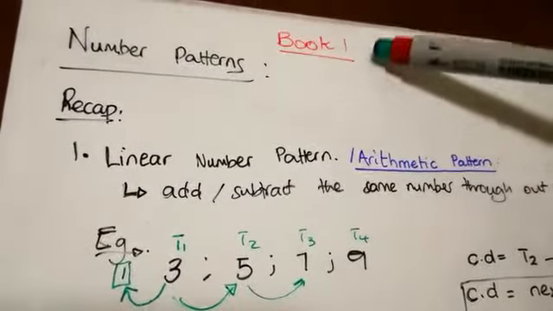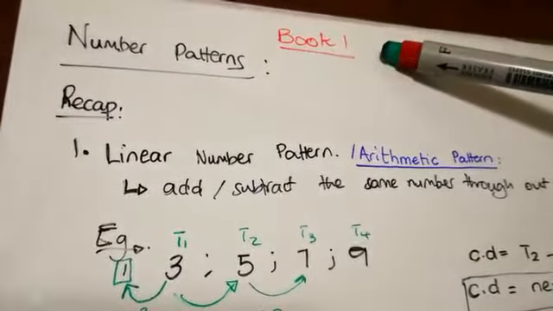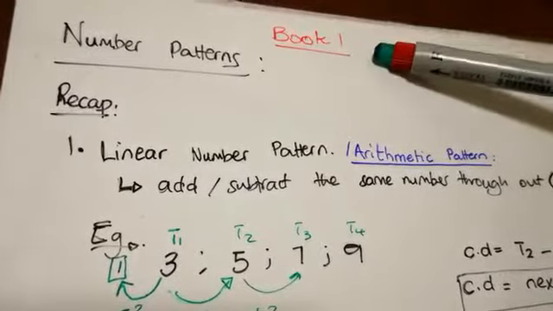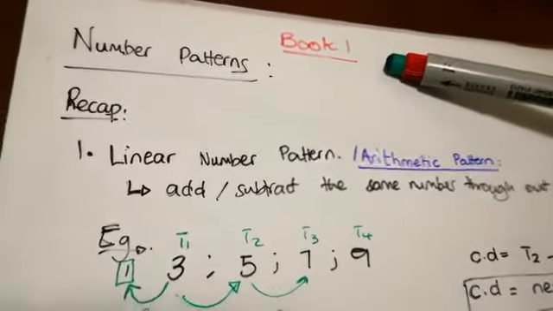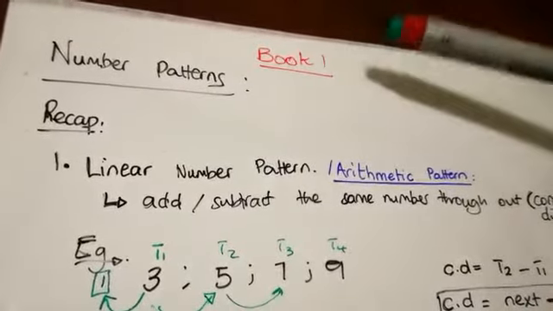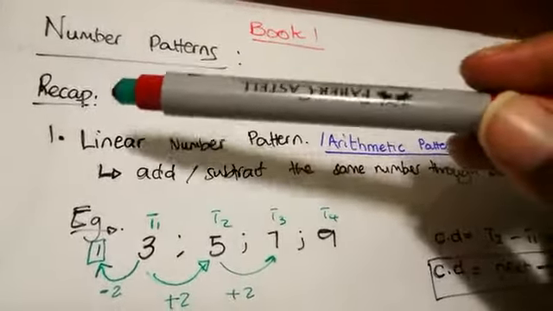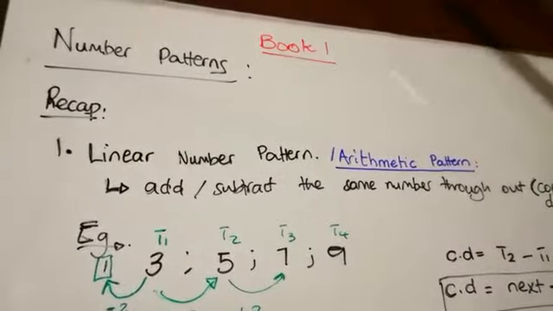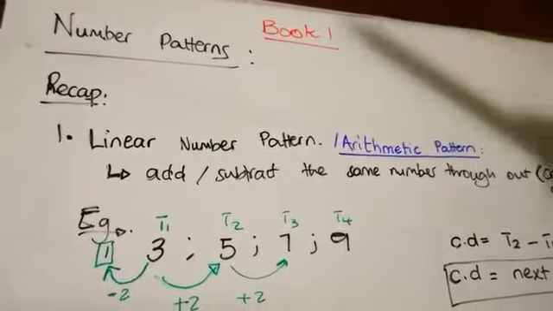Before we carry on with this, we are going to do it in book 1 because it is going to be in your paper 1. Okay, so please make sure that you write the notes in the correct book. We'll first do a recap on the types of number patterns that we have.